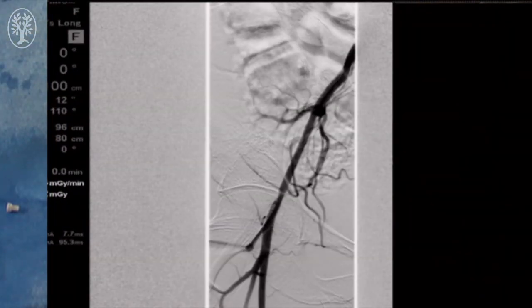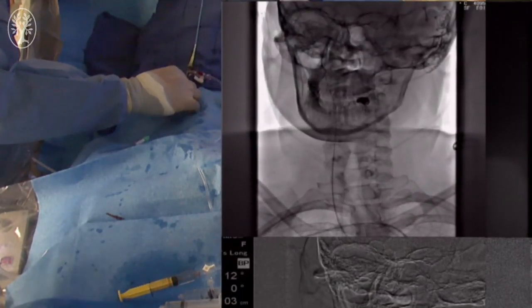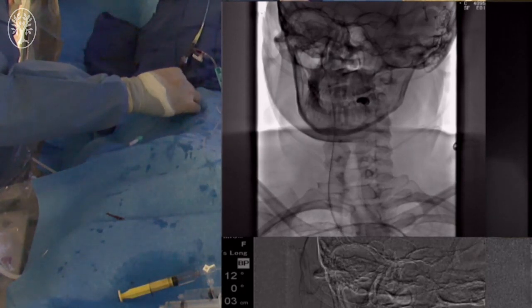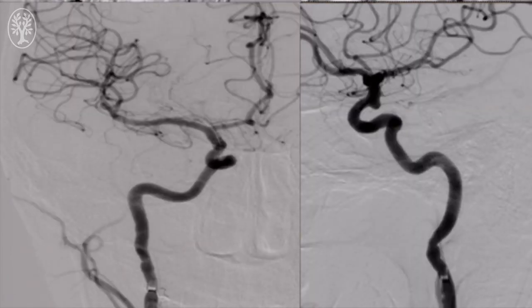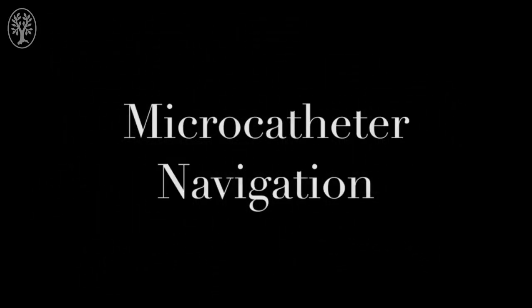Right groin access is obtained through the femoral artery, and a 6 French guide catheter is advanced into the distal internal carotid artery. Angiogram reveals the short, stubby PCOM aneurysm. The previously clipped basilar aneurysm is also noted.